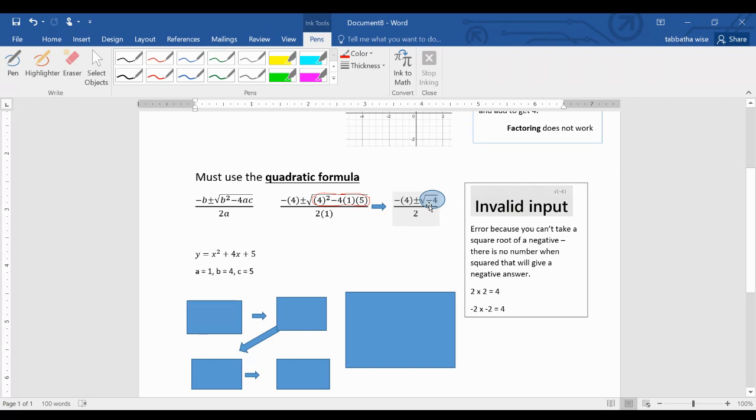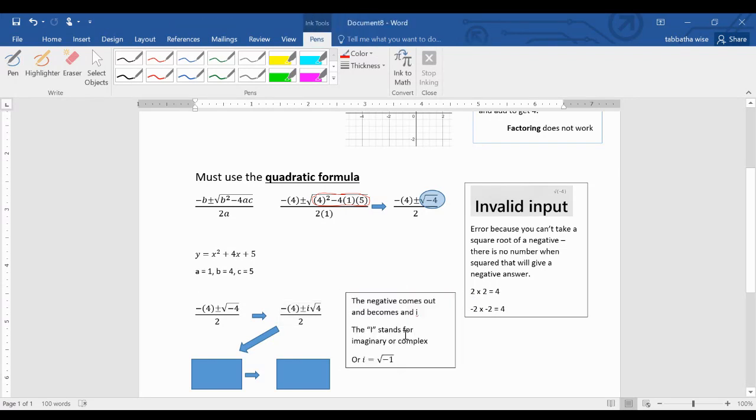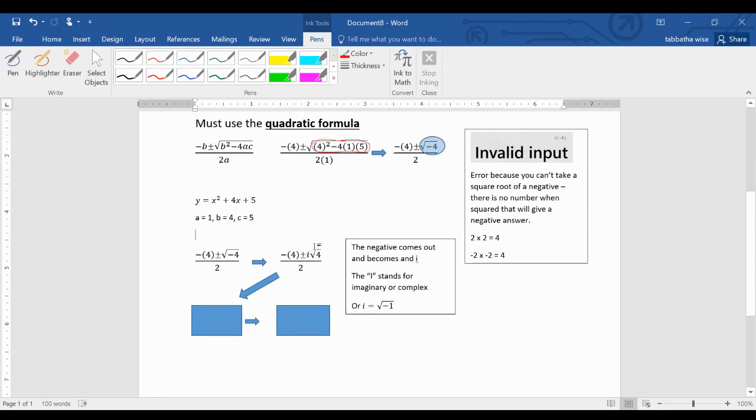But there is a way to finish solving. I'm going to take that problem from where we left off, and I'm going to take that negative out and put an i in front of the square root symbol. The negative comes out and becomes an i, and that i stands for imaginary or complex, where i is equal to the square root of negative 1. So I'm taking out that negative. That way we can now solve. What is the square root of 4? 2. But it simplifies a little bit further.